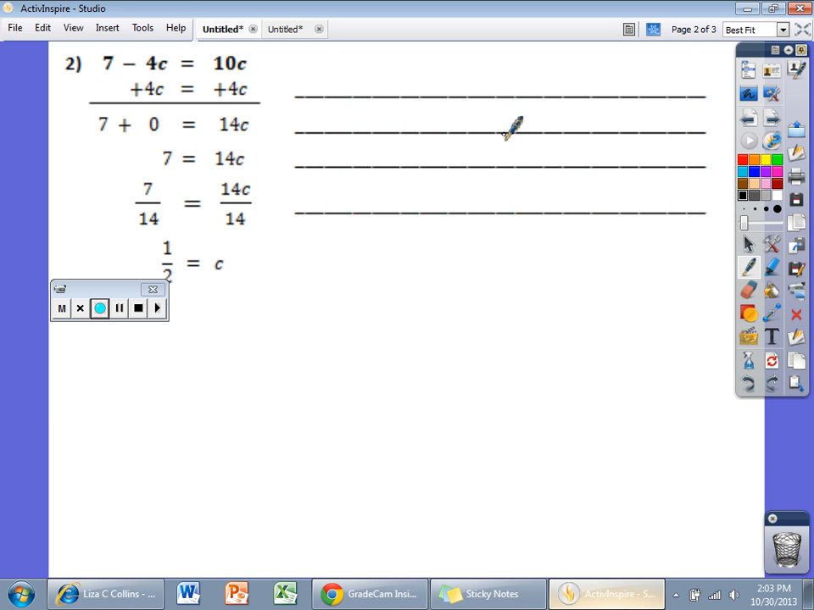Alright, so let's take a look at problem number 2. Our first step here is that we're adding 4c to both sides. So that's the addition property. Pretty straightforward. Okay, now why is negative 4c plus 4c give us 0? Well, that's the additive inverse. Okay, we talked about that before.